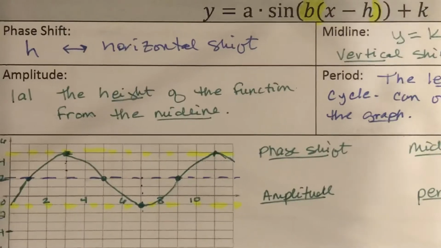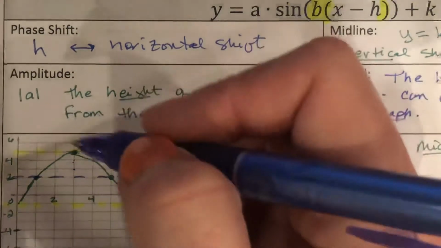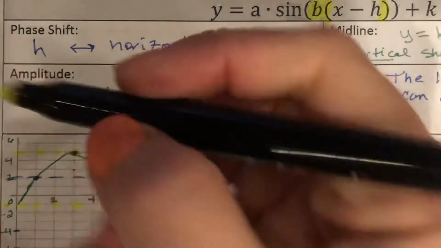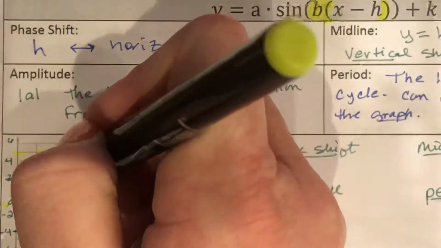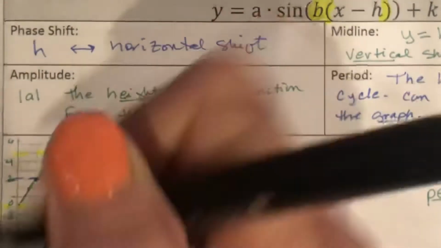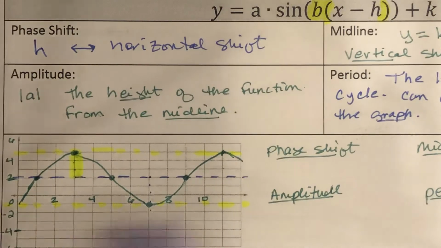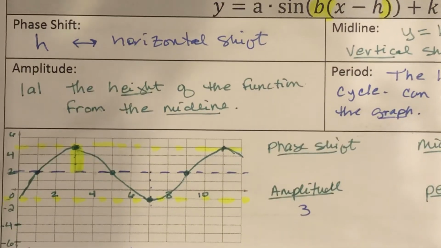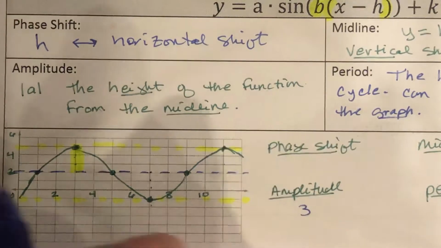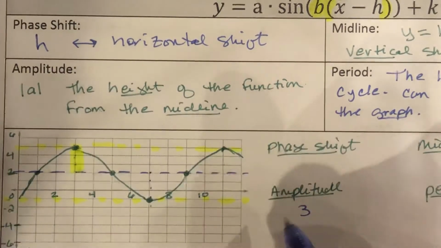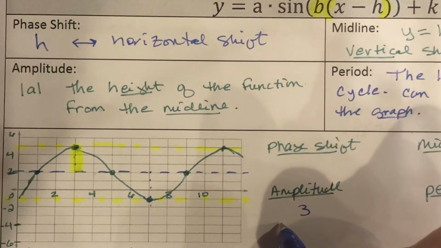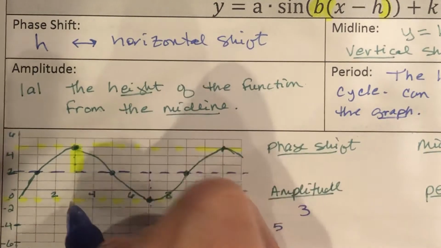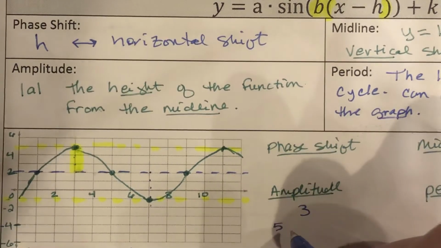Then we're going to look at the amplitude. The amplitude is the height from the midline. As we already counted before, the amplitude, or that height, is going to be 3. And if we had large numbers or weren't really sure, you could take on the y-axis the low point and the high point. The high point is 5, and how far are you going? You're going down to -1.